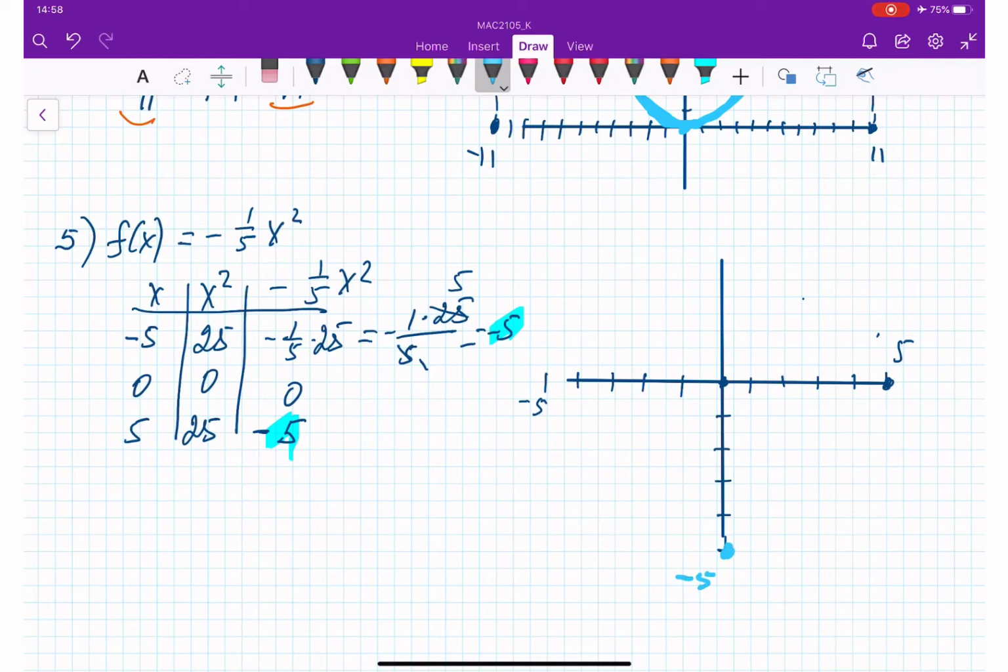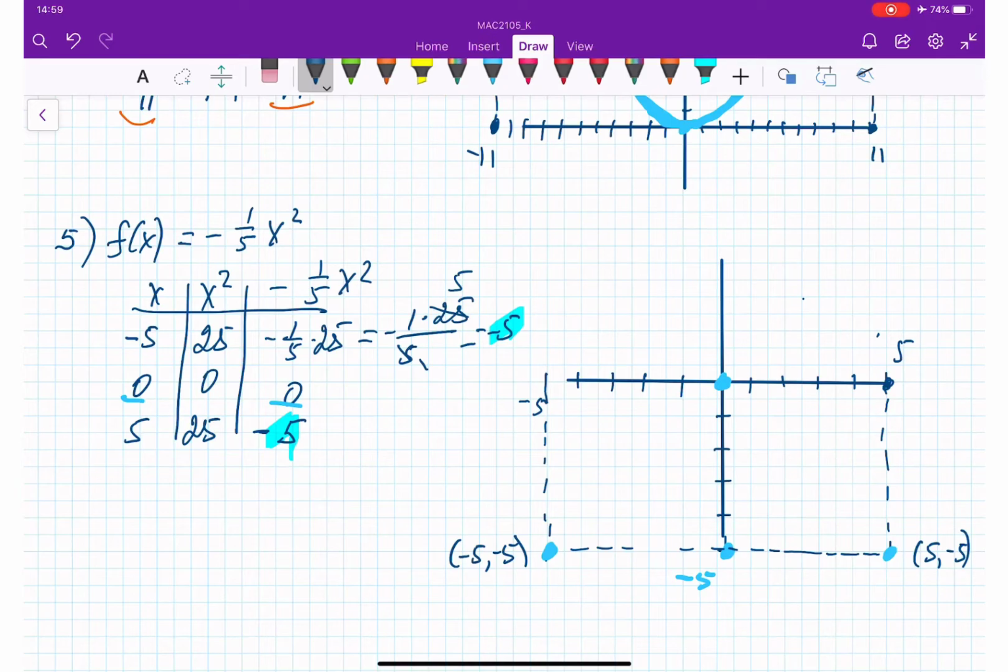So if I come here, this is going to be 1 point here. Another point is going to be 0, 0, because we have here 0 and 0. And the third one will be negative 5 and positive 5. So the coordinate of this one is going to be negative 5, negative 5. For this one, going to be positive 5 and negative 5.